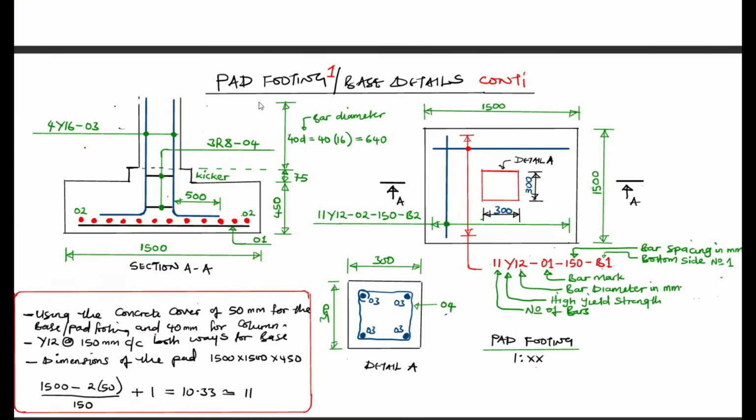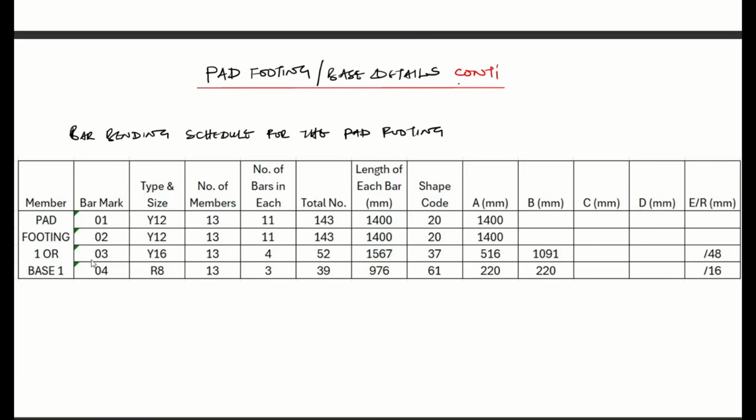Now, in this case, the number of bars we had already been given to say there are how many? 3. So you have your 3 here on the number of bars, 3. Number of members, we have 13. The type and size, it's an R8. 3 by 13, you get 39, which is your total number.